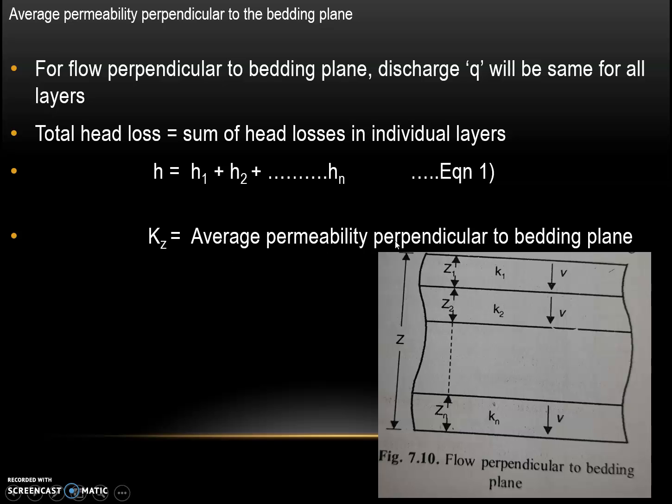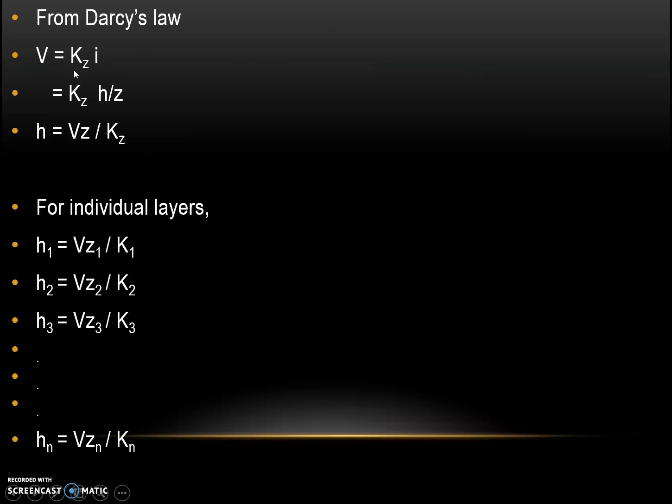And Kz is equal to the average permeability perpendicular to the bedding plane. Here, Z is the total thickness of the soil deposit and Z1, Z2 till Zn are the thicknesses of the soil layers. And the velocity of flow is perpendicular to the layers of the soil deposit being considered. From Darcy's law, V is equal to Kz into i, where i is the hydraulic gradient, which is equal to H divided by Z.